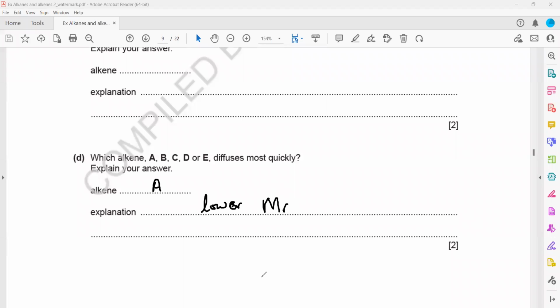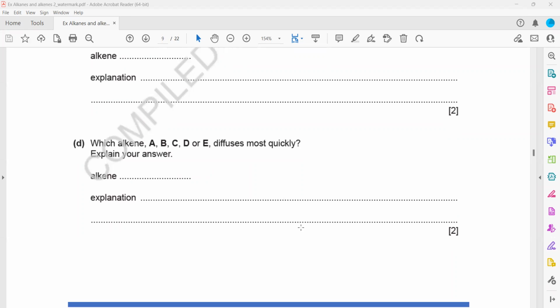Alkene A, because of lower relative molecular mass. I'm writing short Mr, which refers to a smaller number of carbon and hydrogen atoms. So fewer hydrogen and carbon, or lower mass. Because whenever you refer to diffusion, you refer either to mass or temperature.